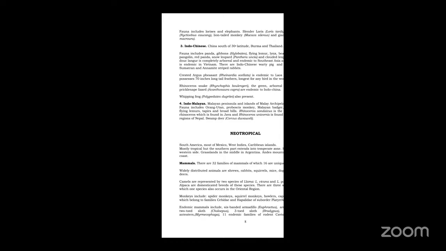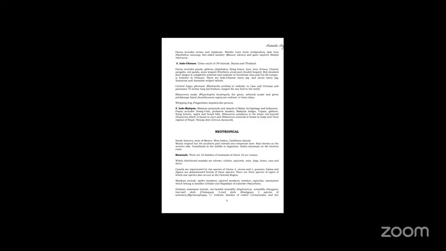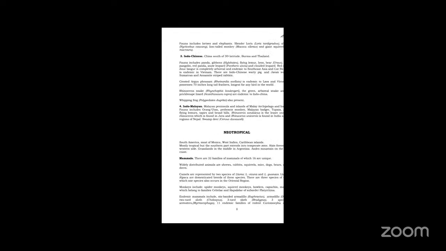So like this, we have seen just now the Oriental region, which, like the other zoogeographical realms, is also divided into four sub-regions. What are the four different regions? The four different regions include the Indian, then the Indo-Ceylonese, then the Indo-Chinese, then the Indo-Malay. The next zoogeographical realm is the Neotropical region.